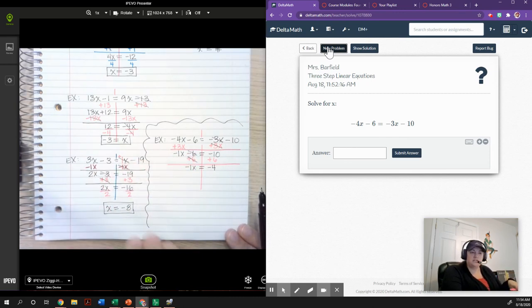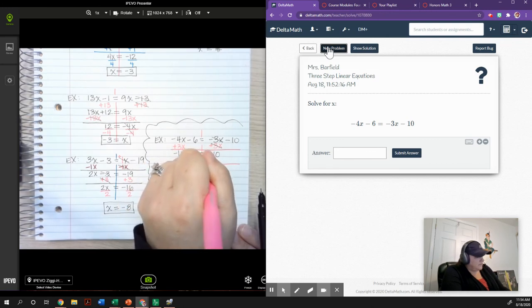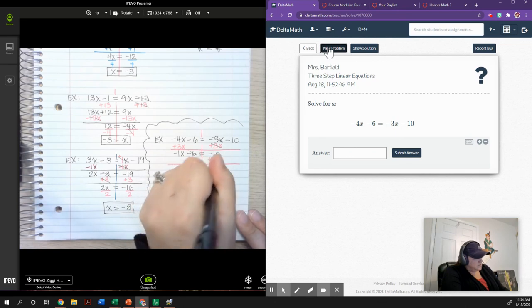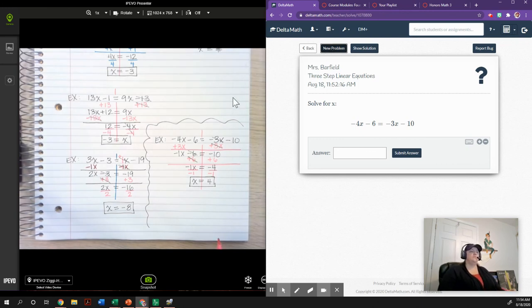Now, some people think they can just stop right here. They're just like, well, it's just negative 1. No, it's got to be positive x. That's how you know you're done. So I'm going to divide by negative 1. So I get x equals, and a negative divided by a negative is a positive. So x equals 4.